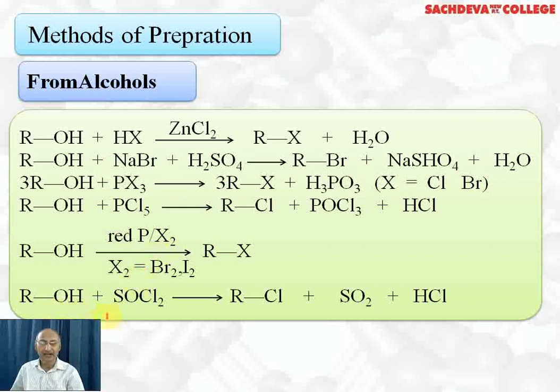Another method is ROH reacts with thionyl chloride to form alkyl halides, sulfur dioxide and HCl. This method is better and used for getting pure alkyl halides because SO2 and HCl are gases and can be easily removed, and we can get pure alkyl halide.